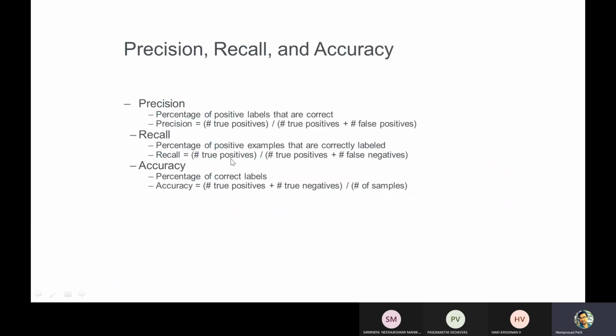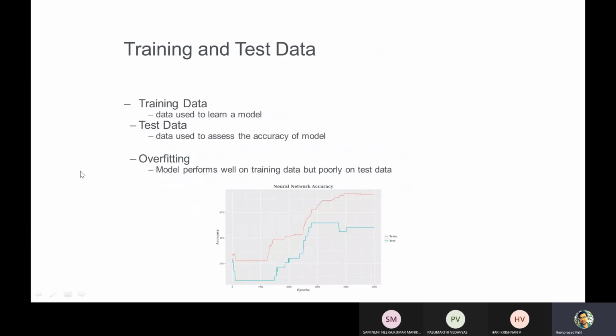So these measures we discussed: precision, recall, accuracy. We solved a numerical to calculate these based on the confusion matrix. Then what is training data? What is test data? Training data is used to learn a model. When there is some data set, we partition it. Some rows are treated as training data, and the remaining rows are treated as testing data. The data used to learn the model is training data, and the remaining rows we can use to assess the accuracy of the model, that is test data.